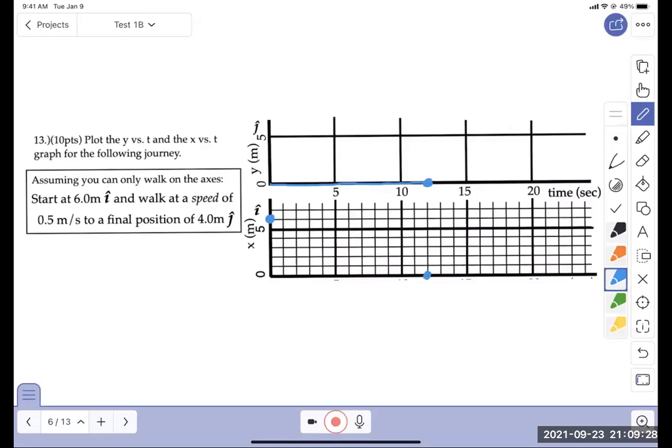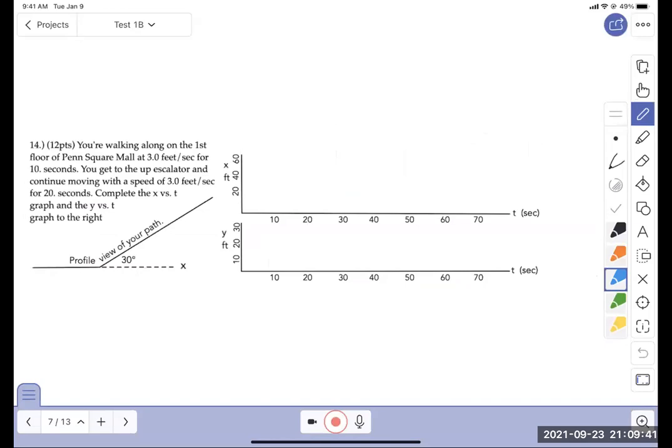The whole time we are walking at a speed of 0.5 meters a second. So I'll let you, it ends at 20 seconds. We'll say that much. Okay. Enough said. Let's go on to 14.